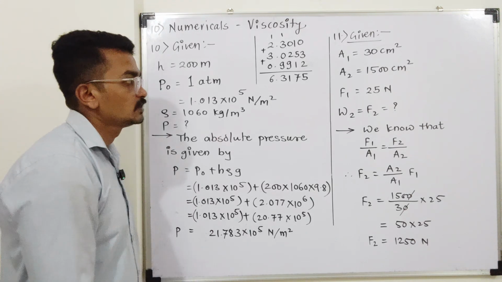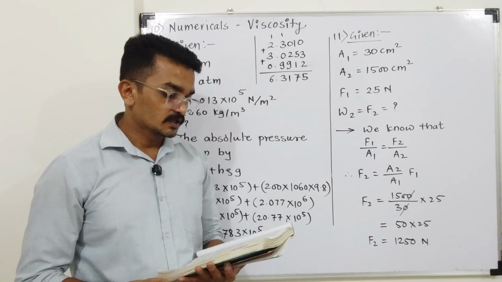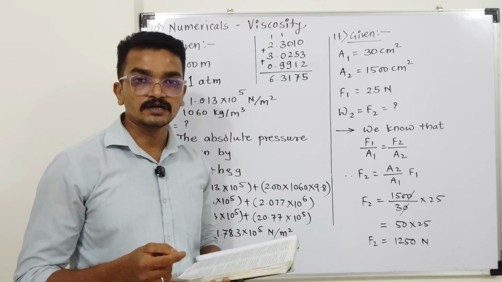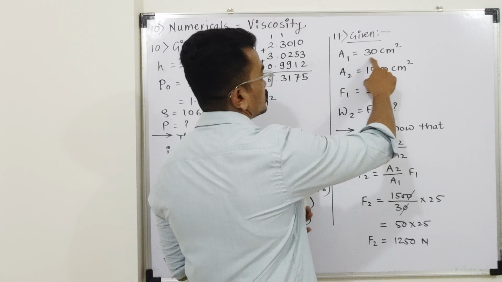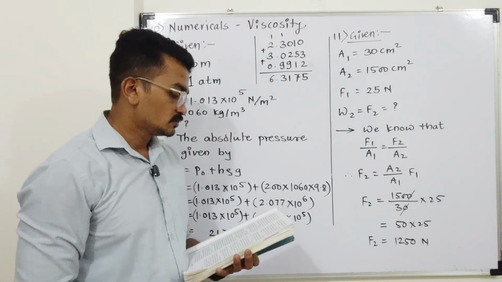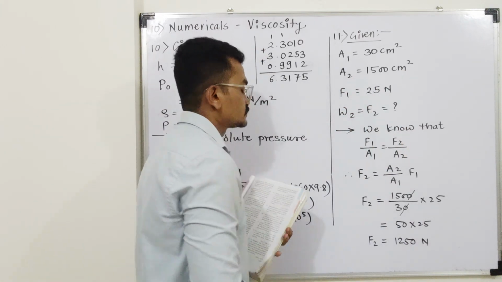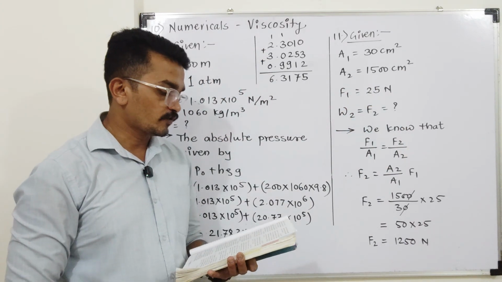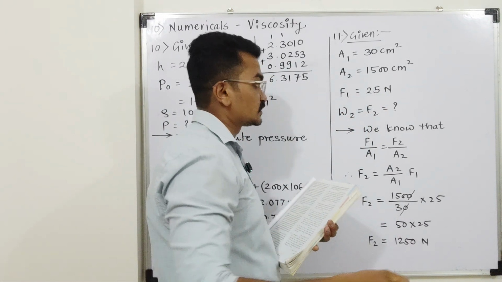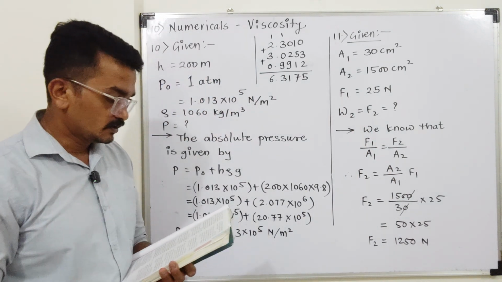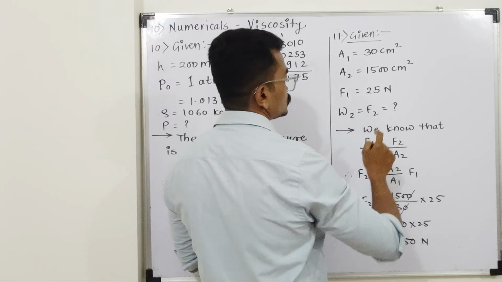That's our solution. Okay, now there is the 11th problem. In a hydraulic lift, the input piston has a surface area of 30 centimeter square. Area A1 is the input, so we will use the suffix 1: 30 centimeter square. A2, the output piston, has a surface area of 1500 centimeter square. If a force of 25 Newton acts on the input piston, that's why we have written it as F1. Then calculate the weight on the output piston. Weight is nothing but the force, so F2 is equal to question mark.